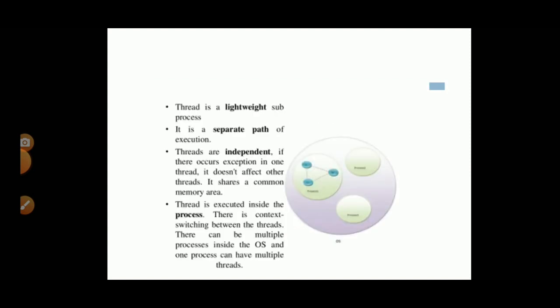Some important points on threads: a thread is a lightweight process, it's a sub-process and it has a separate path of execution. The threads are independent because they won't affect the execution of the other threads. Normally a thread is executed inside the process.